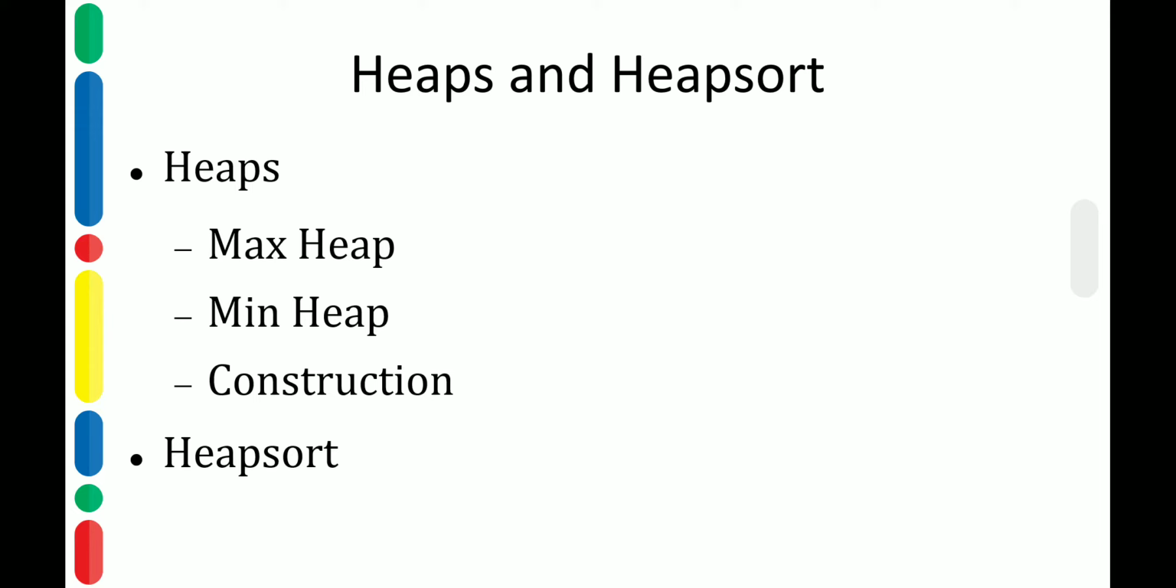In this section we are going to discuss the concept of a data structure called a heap, variations of it called the max heap and min heap, and the construction procedures, that is, given a set of keys or elements, how do we construct a heap out of them. And then once we have understood the notion of a heap, we use this data structure in sorting, for which we outline the heap sort algorithm.